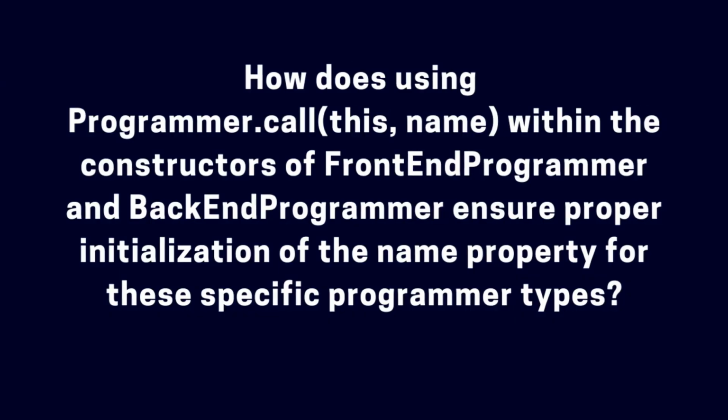How does using programmer.call, passing in for the first argument the this keyword, and for the second argument passing in the name, within the constructors of front-end programmer and back-end programmer, ensure proper initialization of the name property for these specific programmer types? Using programmer.call within the constructors of front-end programmer and back-end programmer ensures proper initialization of the name property by calling the programmer constructor with the current instance, the this keyword. So this way, the name property is correctly set for each front-end programmer and back-end programmer instance, just like it would be for a programmer instance.